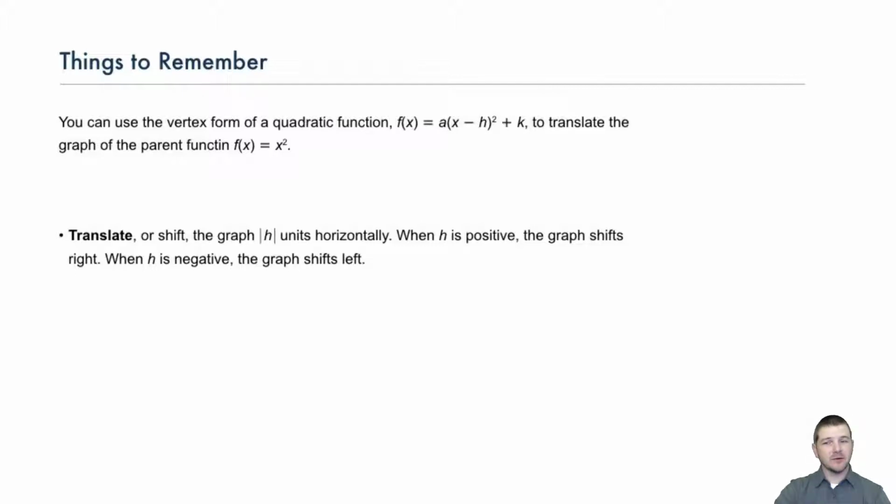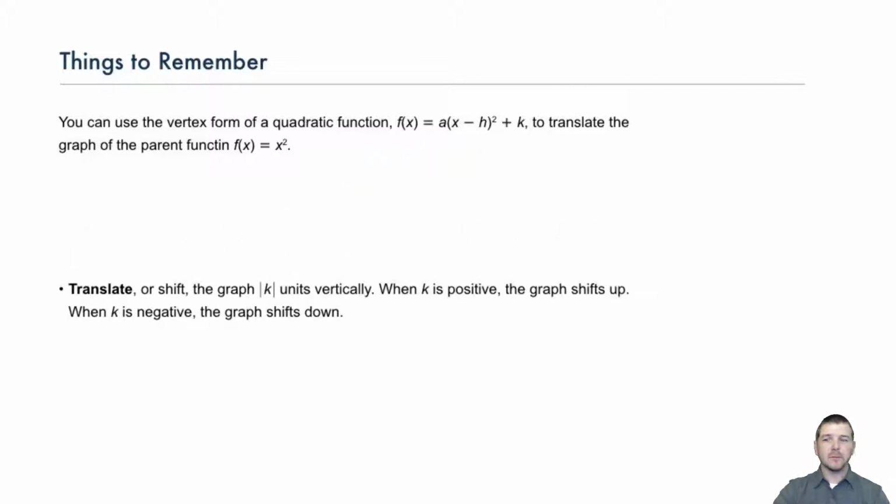When h is positive, the graph shifts right. When h is negative, the graph shifts left. So pay special attention to the location of h in f(x). And finally, another translation, or a shift. We shift the graph |k| units vertically.